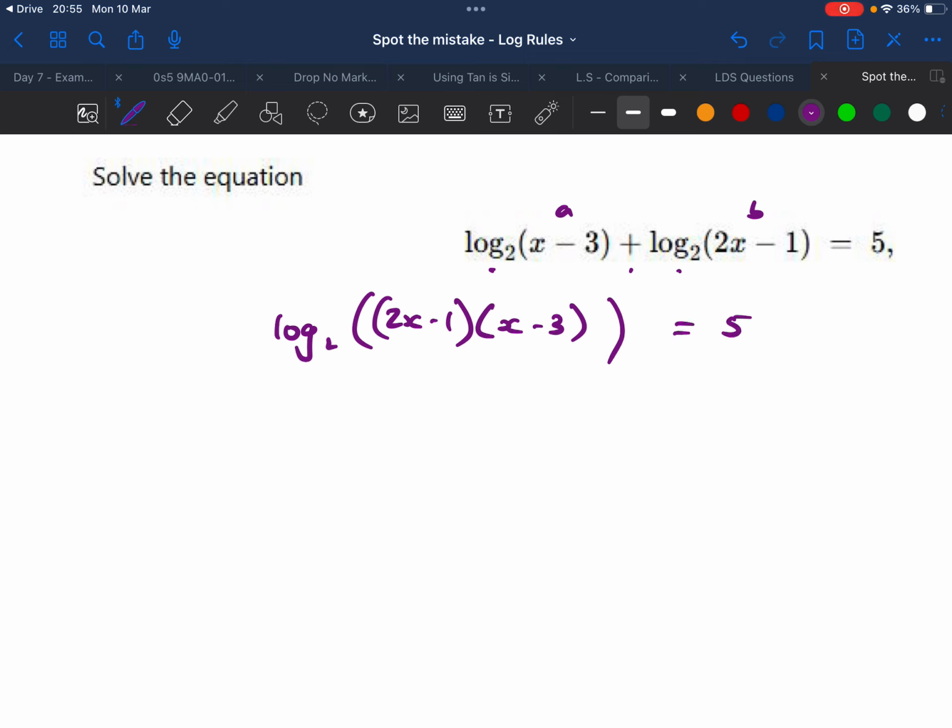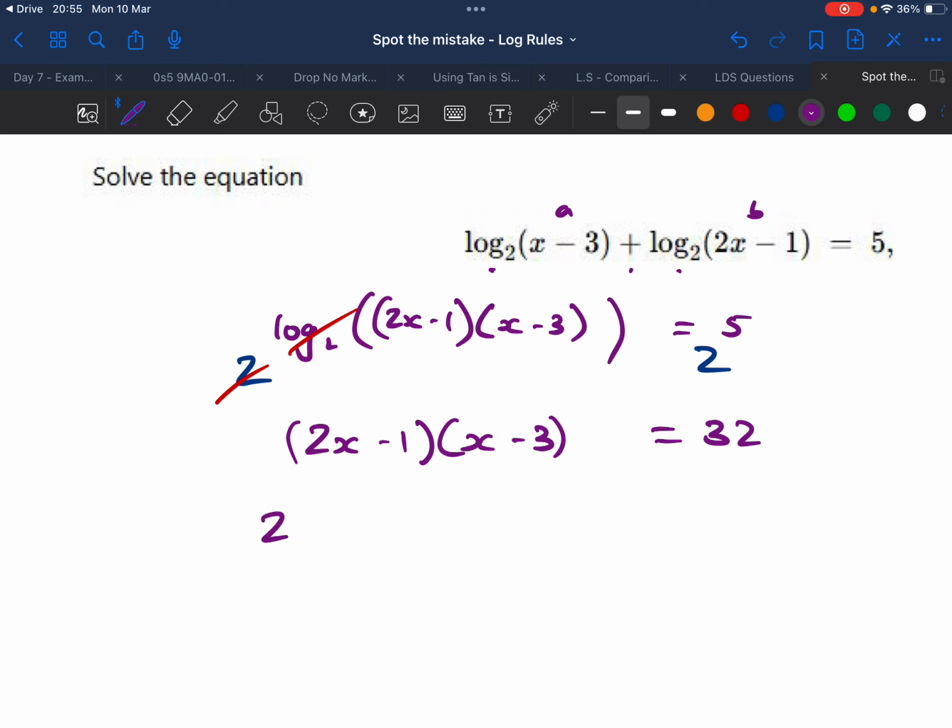Now you could expand this bracket, or you could just keep it like that for the moment. The inverse of log 2 is 2 to the power of. Let's do that. I'm going to get 2x minus 1 multiplied by x minus 3 equals 2 to the power of 5. That's a good one for you to know. That's 32. Okay, and you can see how the question's going from here. So let's finish it off, shall we?